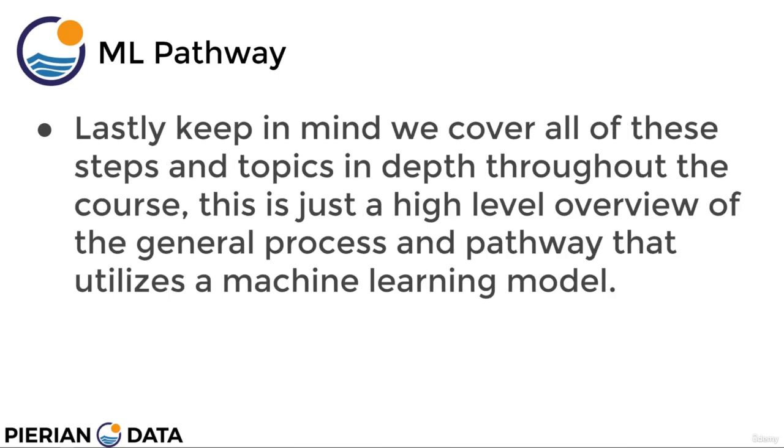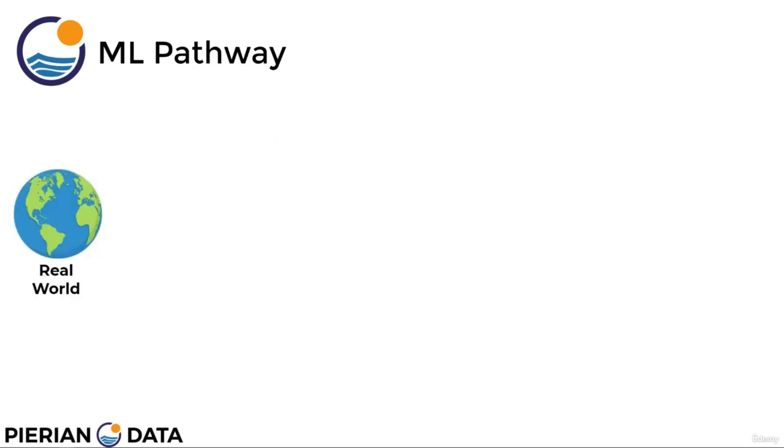And lastly, keep in mind that we're going to be covering all these steps and topics in depth throughout the course. This is just a high-level overview of the general process and pathway that utilizes a machine learning model and data analysis in general. When we actually get to running machine learning models with Python, we're going to do a much deeper dive as far as what the machine learning process looks like for things like supervised learning versus unsupervised learning. This is basically just showing you how to start from the real world and then create a data product or perform data analysis. So let's go ahead and begin our discussion of what we're calling this machine learning pathway.